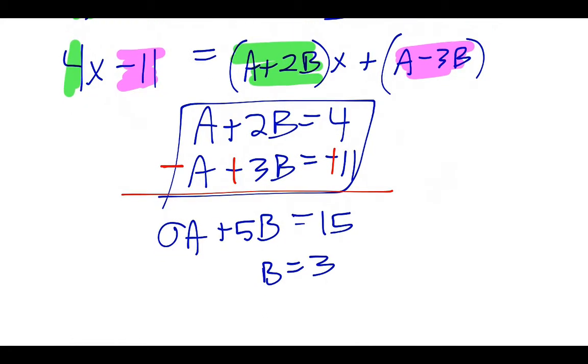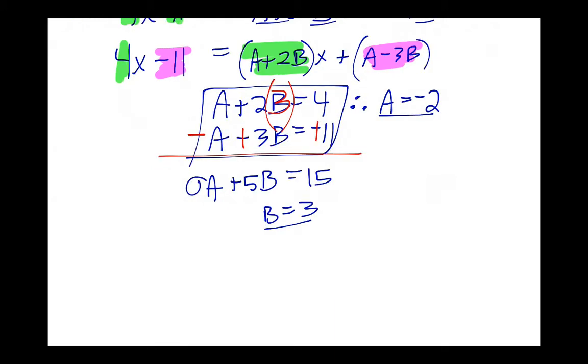I'd say, oh man, B is just 3. Cool. Now I need to find A. So you take your 3 and put it back in anywhere you like. One of those equations, I'll put it up here. Okay, that'd be 6. Subtract 6, so that'd be negative 2. A is negative 2. So therefore, if B is 3, then A is negative 2. I put them back, and I write my equation.